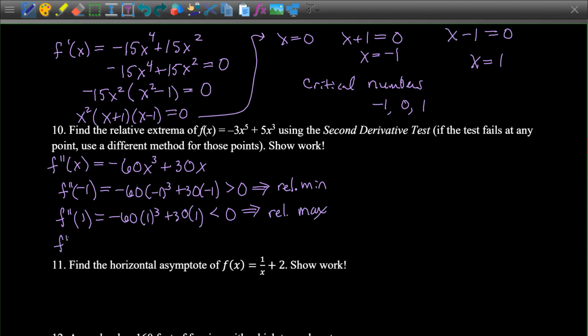And then f double prime of 0. If you put 0 in there, you get 0. And this means the second derivative test fails. So what to do? So use our first derivative test then. It says use a different method if the second derivative test fails. So we'll need a test point on either side of 0.